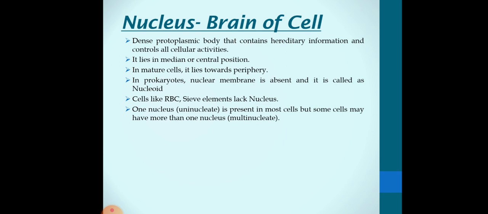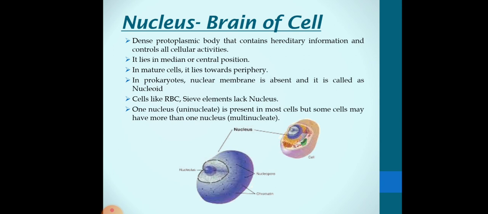In some cells only one nucleus is present. Such types of cells are known as uninucleate. And there are some cells which contain more than one nucleus, and they are called multinucleate. Cells which contain more than one nucleus are like your muscle cells. Your muscle cells are multinucleated. Okay, now this is the diagram. The purple one is your cell. Here you can see the diagram showing the nucleus of the cell.